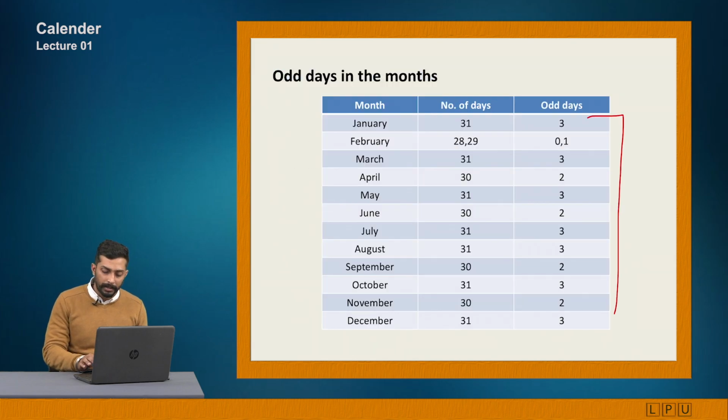So the odd days in the months are these: January having 31 days, that is why 3. February in the case of a non-leap year 0, in a leap year 1. So that is how we get the number of odd days in the given particular months.